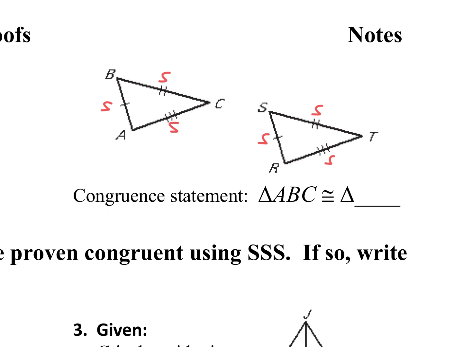So this is a side, side, side proof. I know that triangle ABC is congruent to triangle RST by side, side, side. If you label the three letters on the diagram where you see things marked congruent, it will help you as things get more complicated.